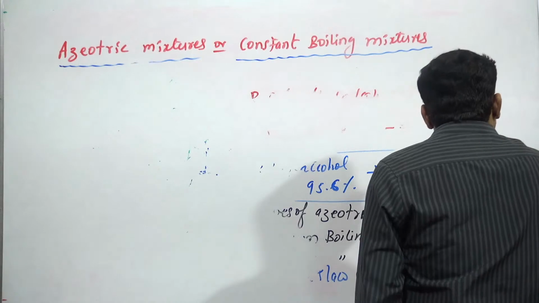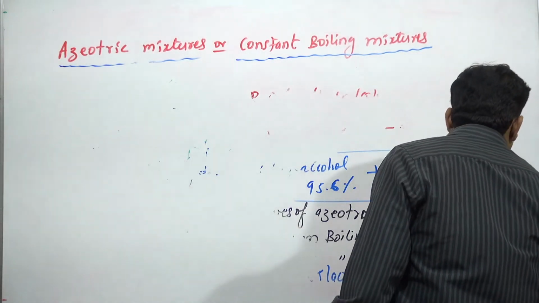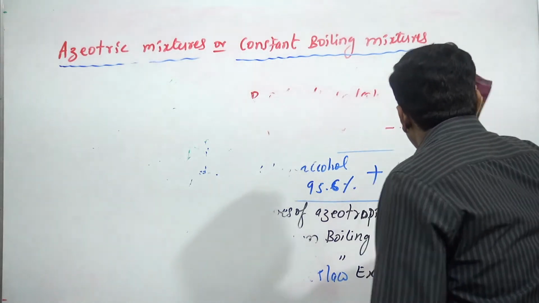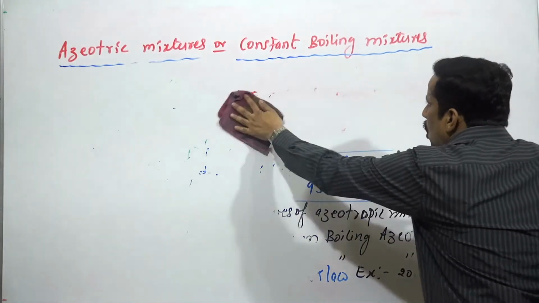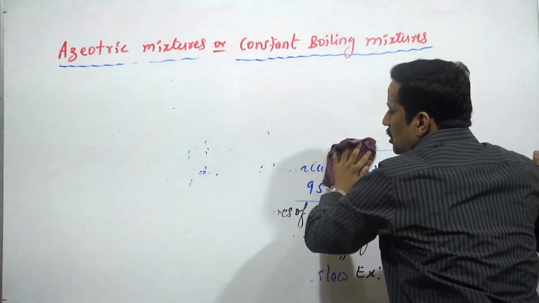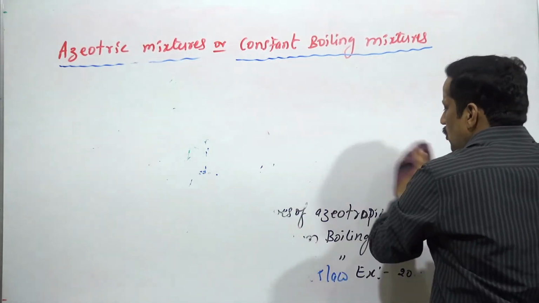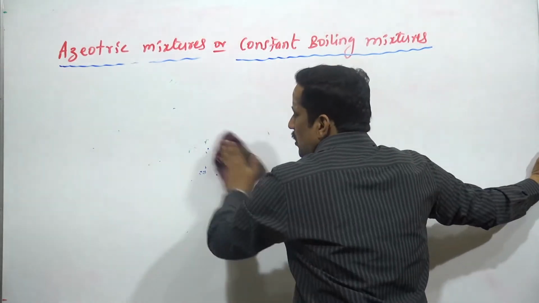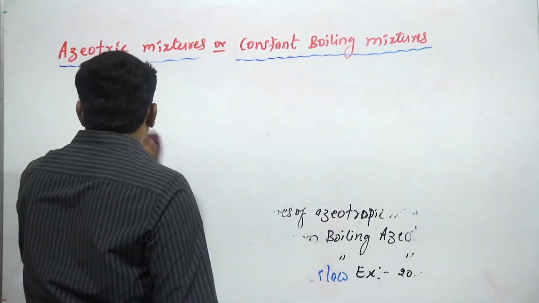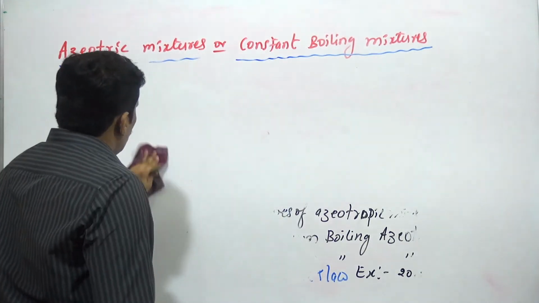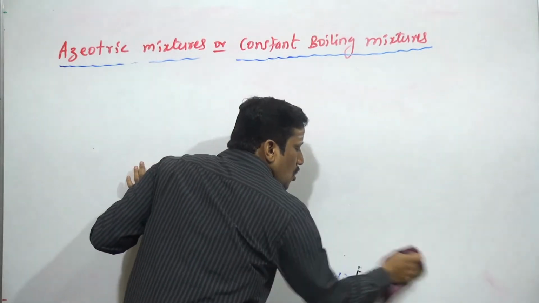If you have an idea about minimum boiling and maximum boiling azeotropic mixtures, that is also good. Minimum boiling azeotropic mixtures are mixtures which show large positive deviation from Raoult's law. They are non-ideal solutions, no doubt. What type of solution shows large positive deviation? Solutions where there is a repulsion between the components. They are not liking each other.